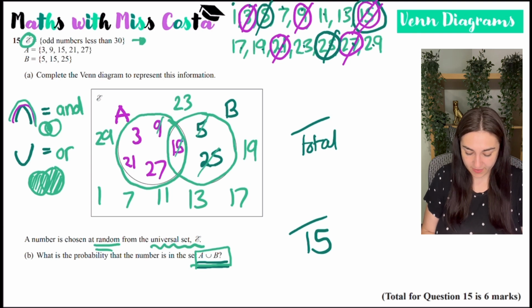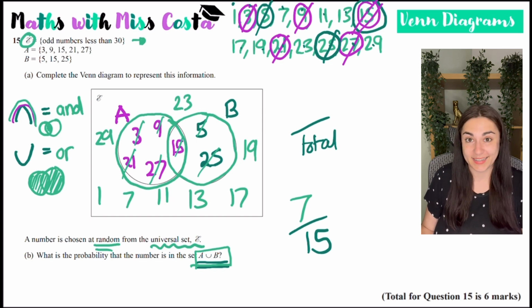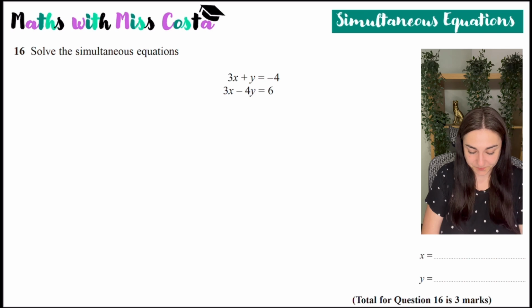So how many numbers are there? 1, 2, 3, 4, 5, 6, 7. 7 out of a total of 15. So that's how I do that probability question.